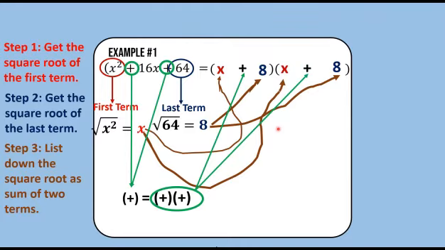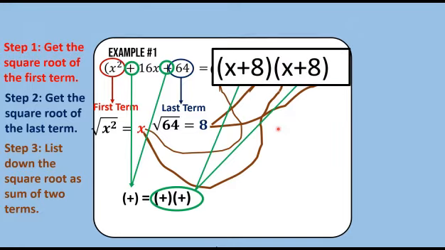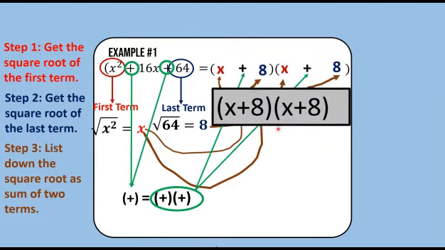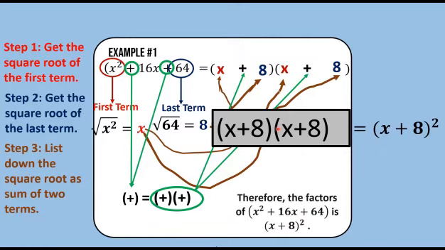So we can conclude that the factor of x squared plus 16x plus 64 is the quantity of x plus 8 times the quantity of x plus 8. Or, in simplified form, that is the quantity of x plus 8 squared. Therefore, the factor of x squared plus 16x plus 64 is the quantity of x plus 8 squared.